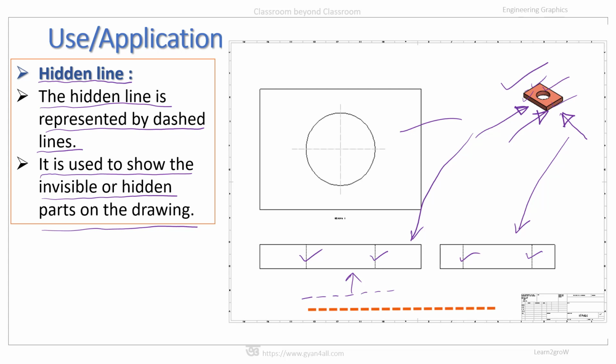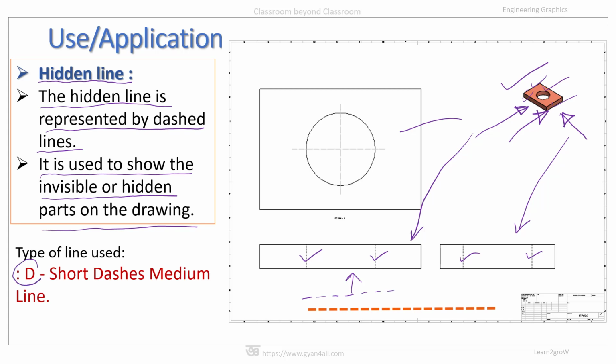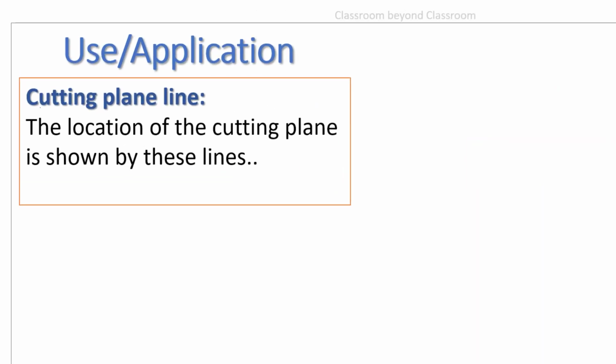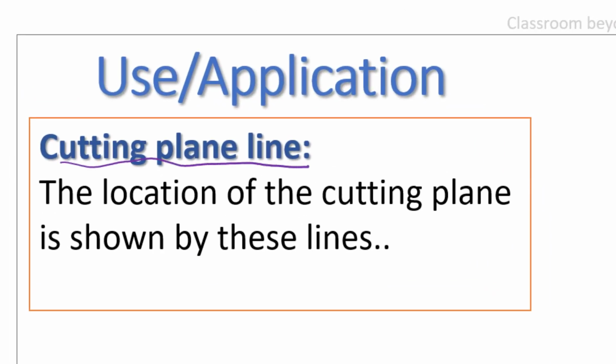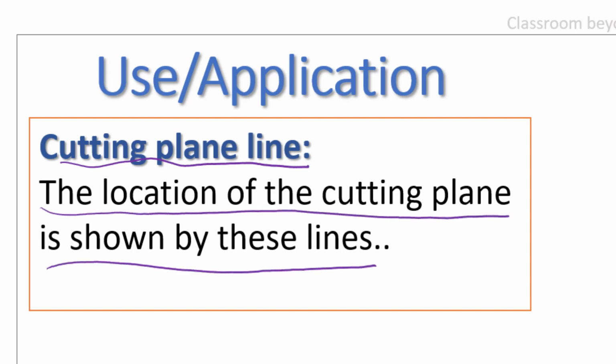So for any hidden or invisible part, we have to use the dashed line. And for dashed line, D type line is used. These are short dashes with medium thickness. Next is the cutting plane line. These lines are used for the location of the cutting plane in an object.